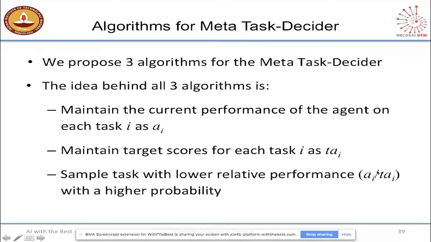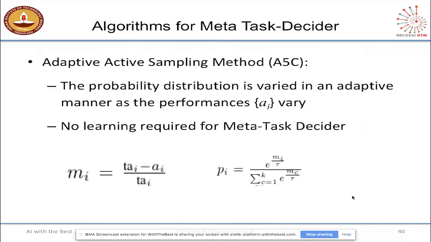And the reason we needed to do this kind of relative performance is that the range of scores for all of these games vary very widely, and we wanted to make sure that there's some kind of uniformity across the games, right? And the first one that we used was a very, very direct implementation of the idea, right? And literally there is no learning here for the meta task decider.